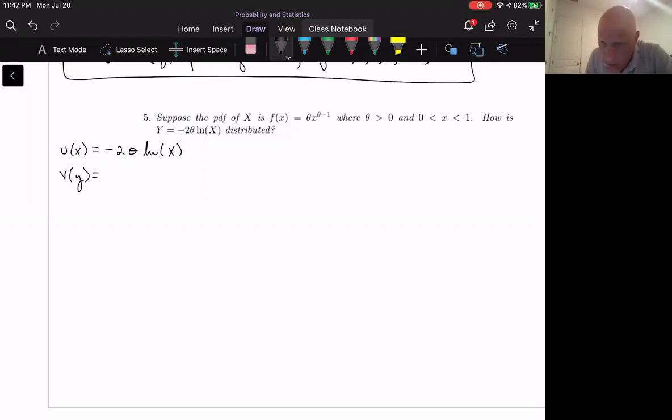You got e to the y over 2 theta. That's close. There's an error in what you typed. Does anyone see what's off? Should be e to the y over negative 2 theta. Yeah, the negative sign should be inside the power. So you should have e to the negative y over 2 theta, and that should be your v function. Tony, do you see that? All right, good.